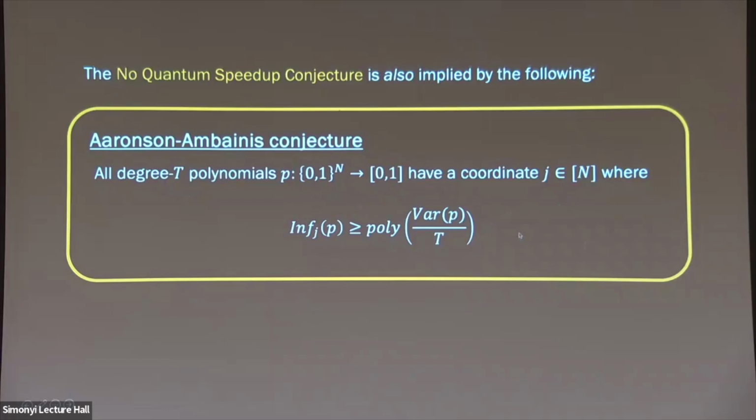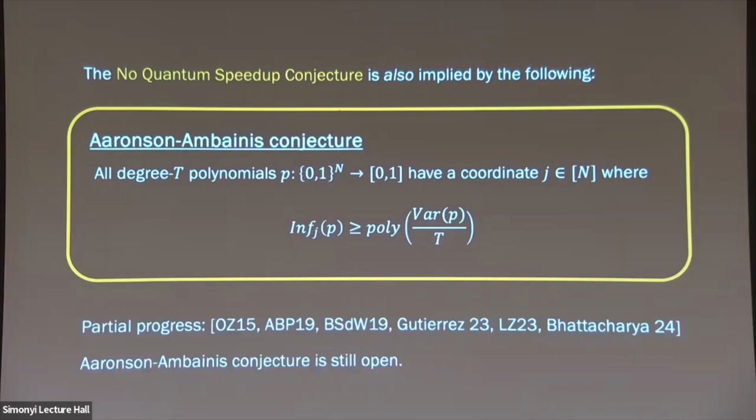So this looks like it has nothing to do with quantum, but it turns out that if you prove this, it implies this no quantum speedup conjecture. And this connection is not so mysterious. I mean, a T-query algorithm can be described by a degree T polynomial. That's right. Yeah. So I guess if you know about the polynomial method in quantum computing, then maybe it makes sense. There's been a lot of partial progress on this question, but we still don't have a resolution.